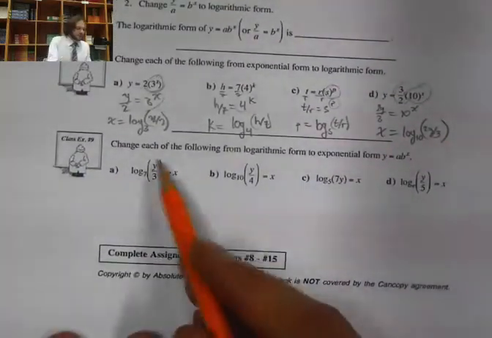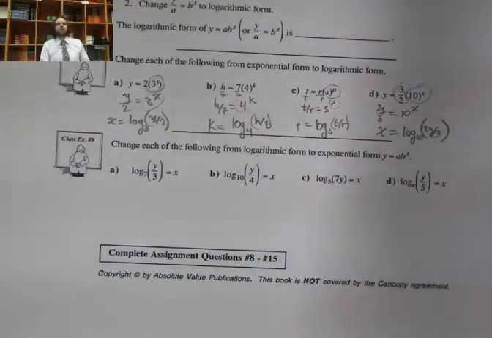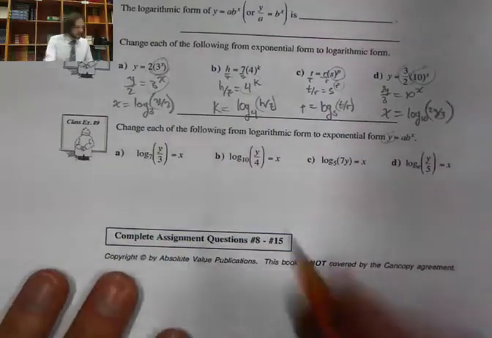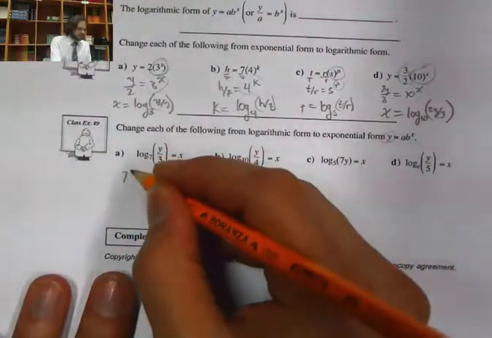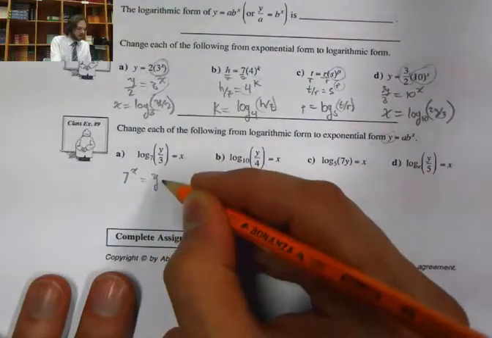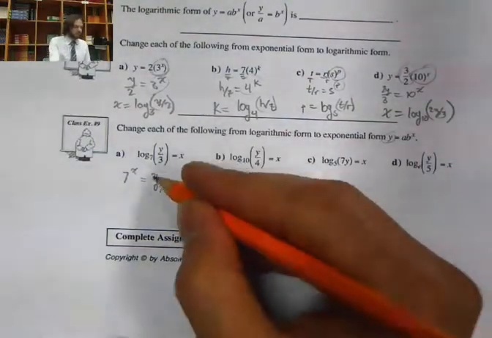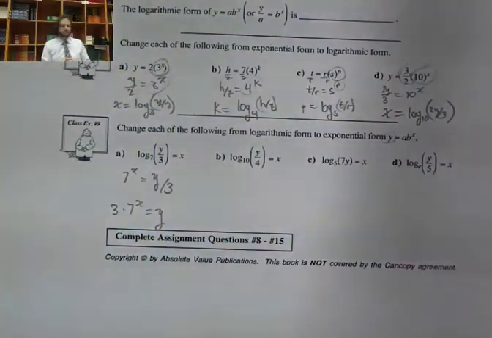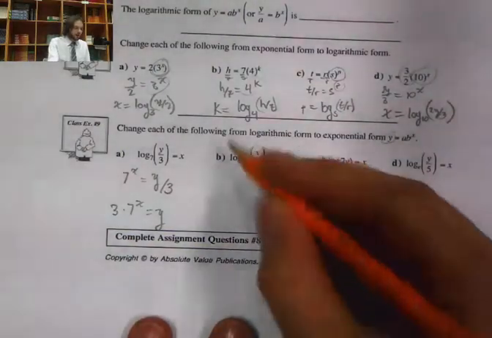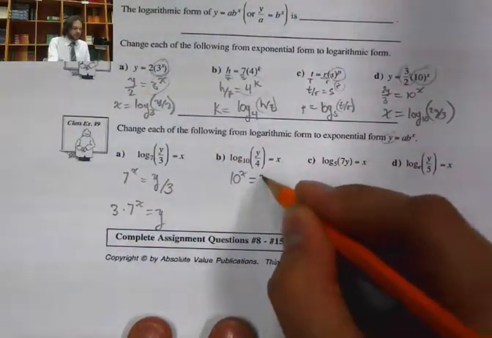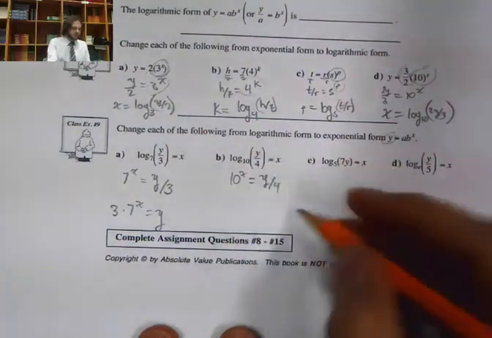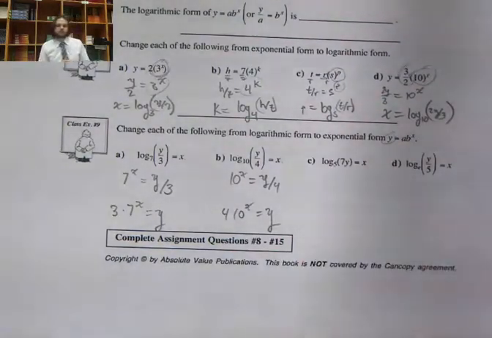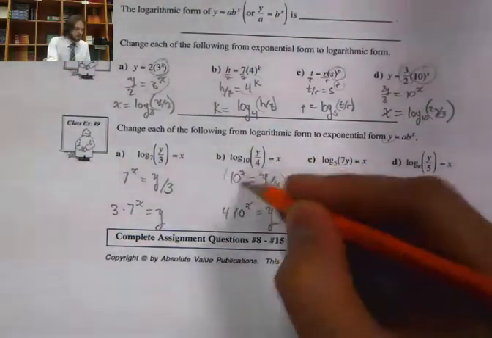Next one says, change each of the following logarithms to exponential form. So we have to isolate then for y. First, this is saying 7 to the power of x is equal to y over 3. Well, multiply both sides by 3, so I get 3 multiplied by 7 to the x is equal to y. Here it's saying 10 to the power of x is equal to y over 4. Multiply both sides by 4, I get 4 times 10 to the power of x is equal to y. That cancels off this, which is multiplied by 4.